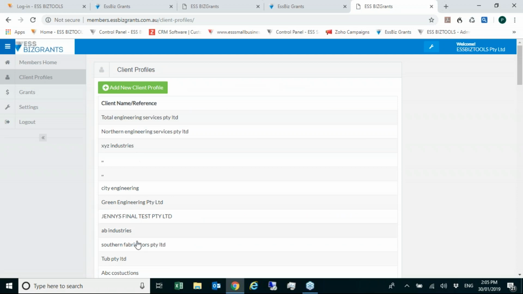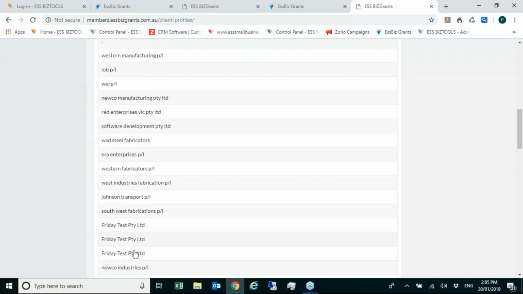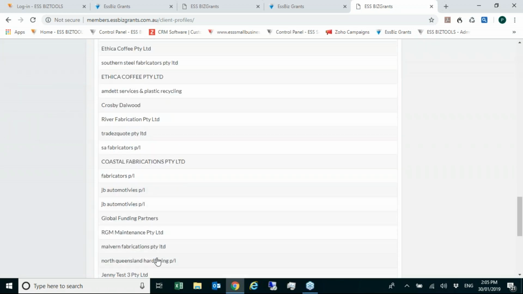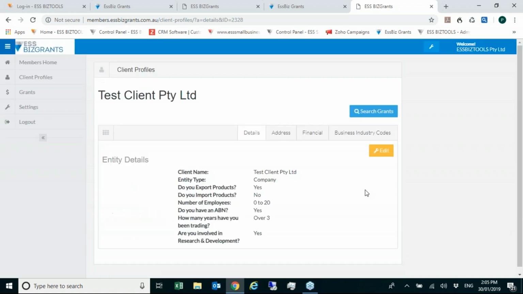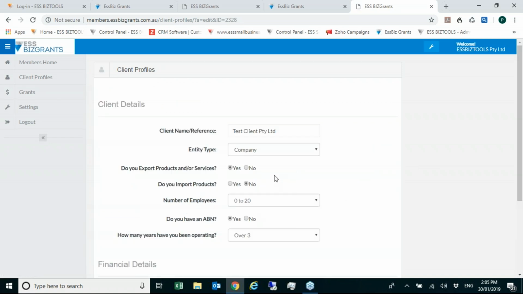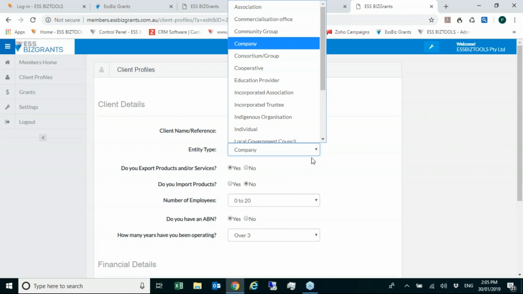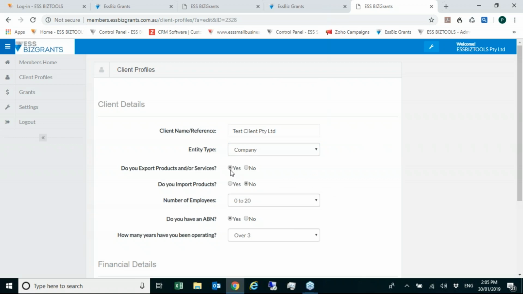To give you an example, if I go to one that I've been practicing with, this shows you the whole process of what you can do with a client, a test client. I'll go back to the beginning. First, you put the name of the client in. The first question is, what type of entity are they? Because grants vary depending on entities. We've decided this one was a company. They do some exporting, so we clicked yes. They don't import, because there are some fringe, vague sort of grants that can apply to both of those. That's why we want to know.